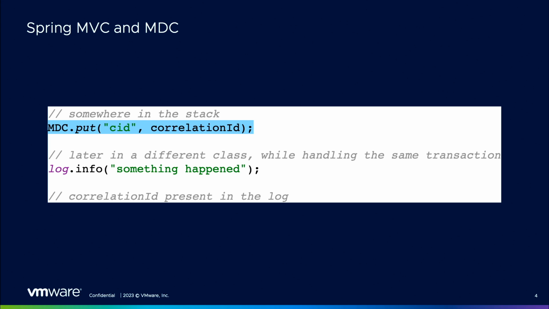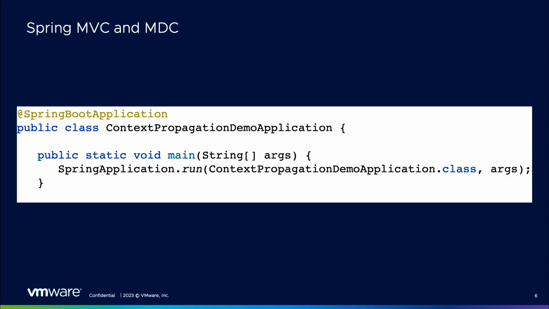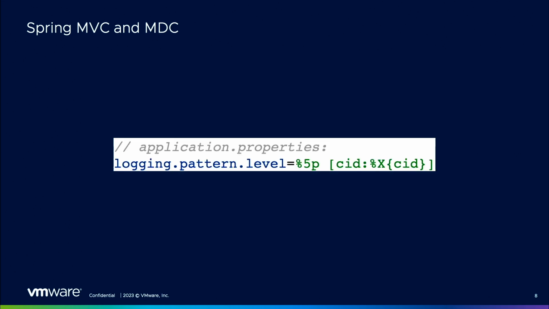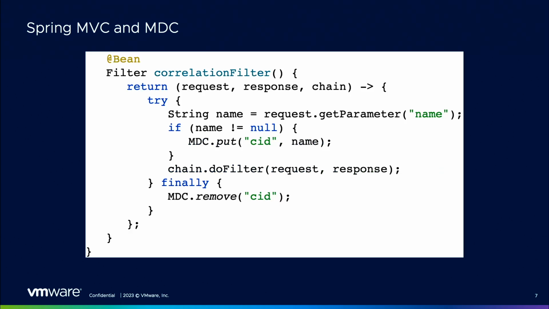Well, once we have a Spring application, where I'm going to use Spring MVC for simplicity in the beginning, we might have a common pattern where we have a filter. For every request, it is going to extract that correlation identification data. In this case, I'm using the name provided by query parameters. And, sorry, let me go back. And I put it in the MDC just like I've shown before.